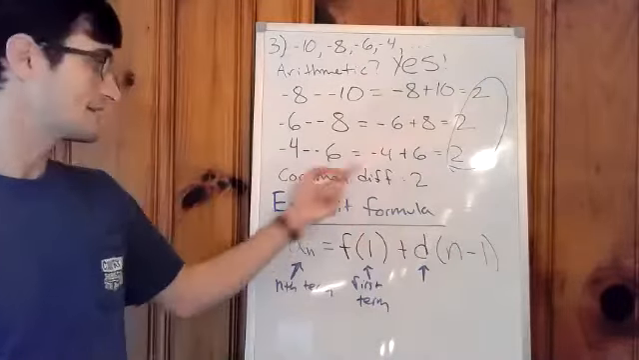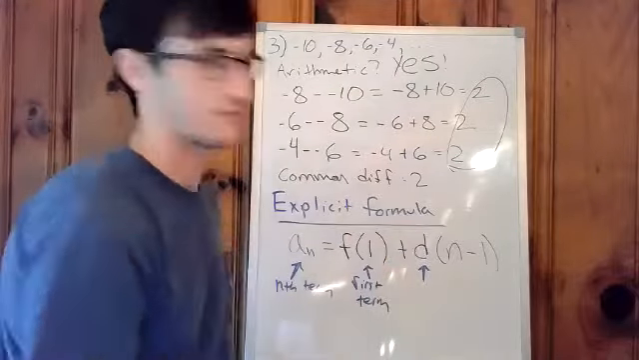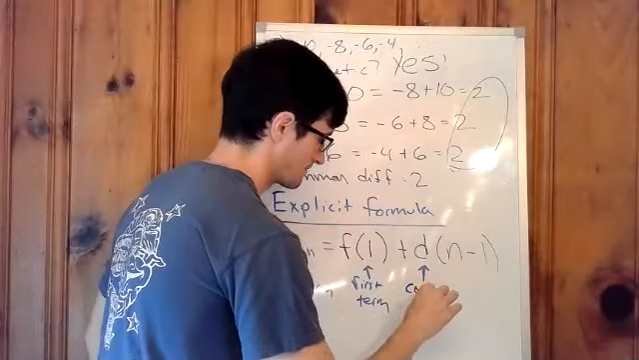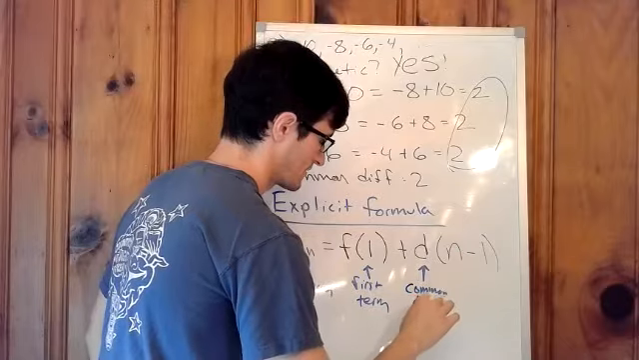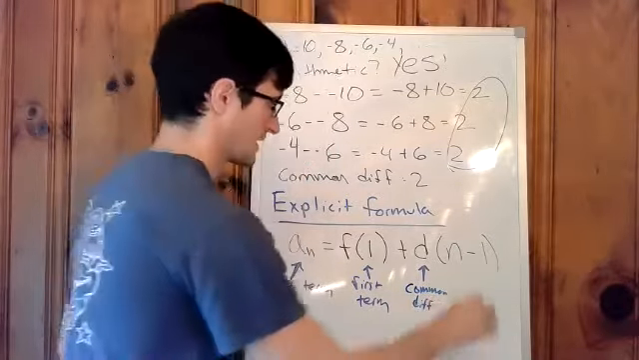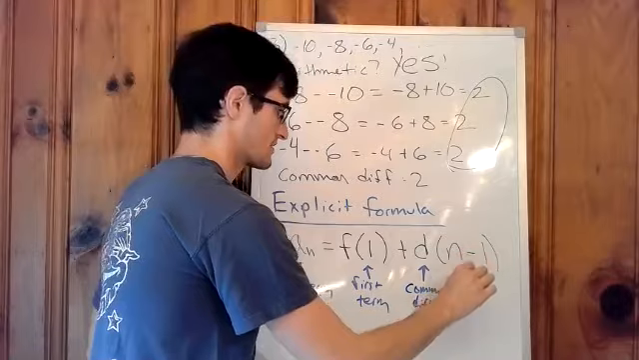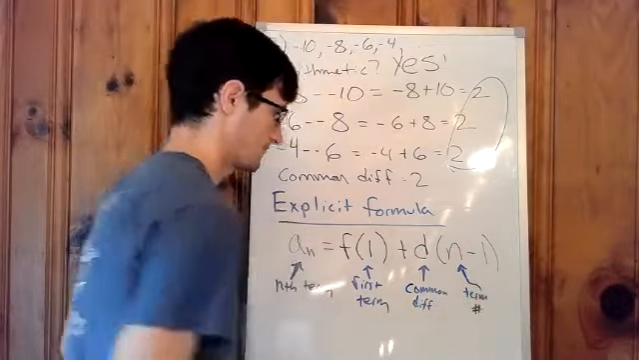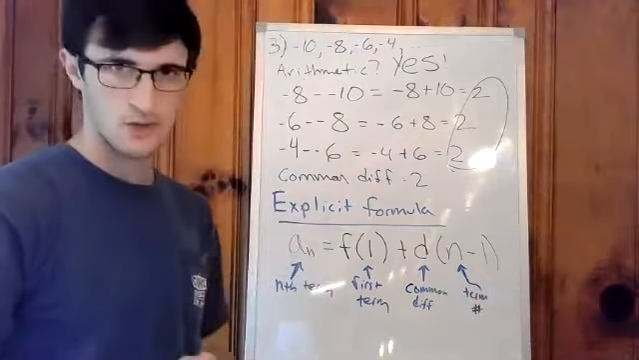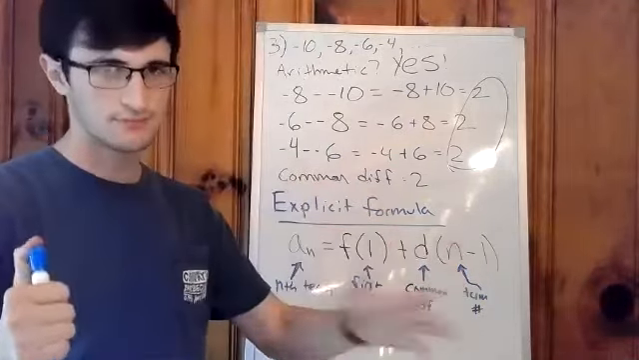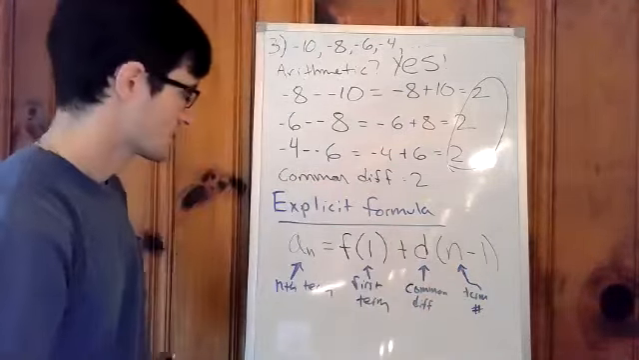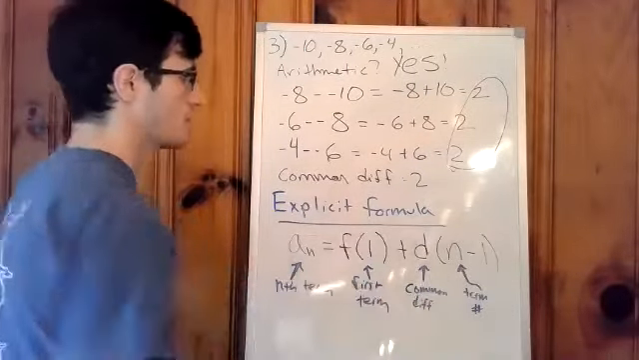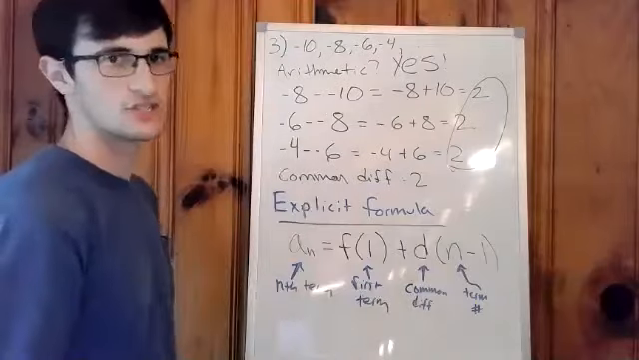sequences which have common differences. D again is going to stand for difference instead of R for ratio. This is our common difference. And again, this is the term number. So, similar, not exactly the same. Similar because we start using the first term, we're still using the term number, just to get the order and how it's arranged is a little bit different.